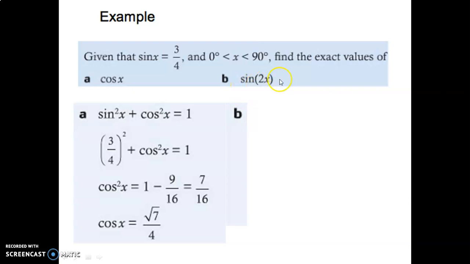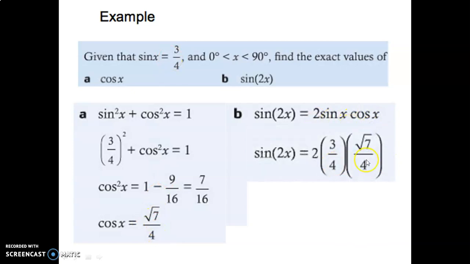Now, here it says, find the exact value of sine of 2x. Well, we have our double angle identity for sine, so we know that equals this. And we already know sine, and we already know cosine because we just found it. So it's just a matter of plugging values in now. So you plug in the 2 values you know for sine and cosine, and you get that value there. Pause if you need to take a closer look and take some notes.